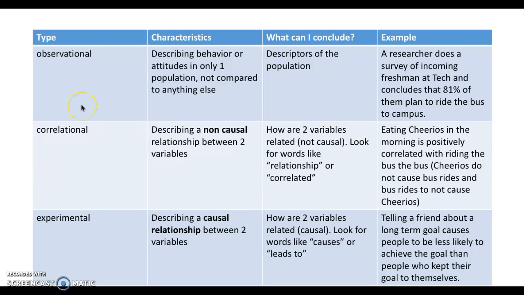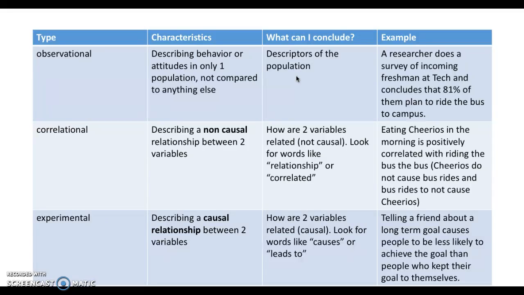So if we're going through this one, my first is observational here. I'm describing a behavior or attitudes in only one population. So that's again, like if we were going back to that music store example, how do people behave in public places? And from this type of study, I can really only conclude descriptions of the population.